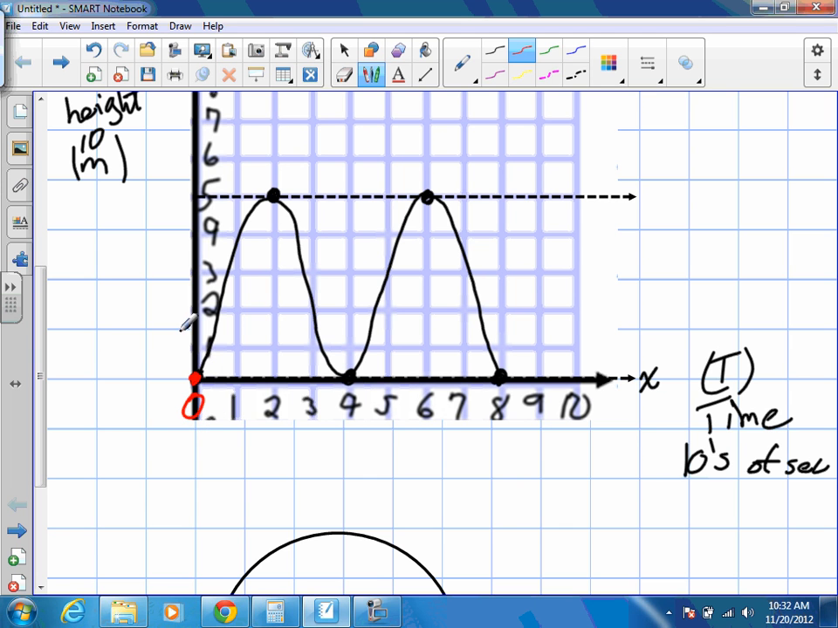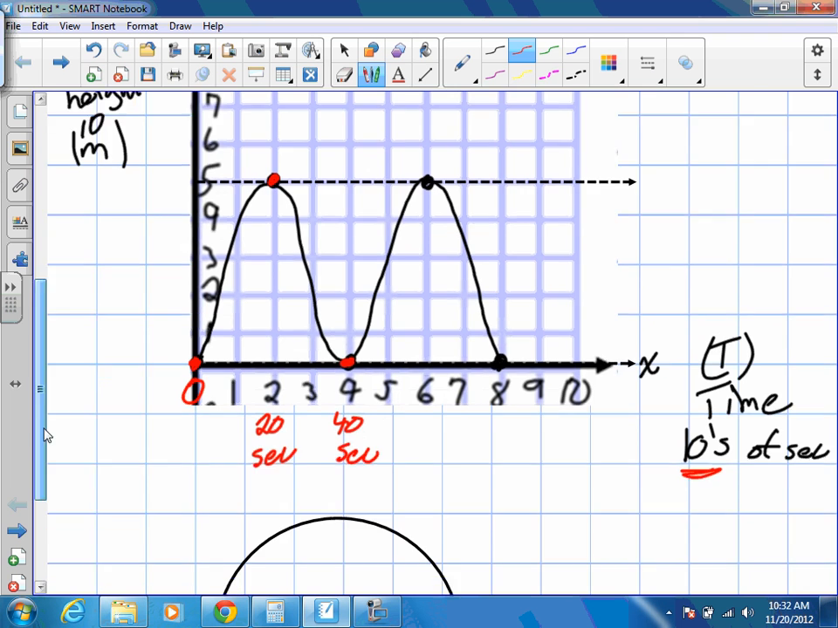It then goes up to how high? 50 meters. How long does it take? 20 seconds. Because this is in tens of seconds, it takes 20 seconds to get to the top of this Ferris wheel. Okay? And then how long to come back to where we started? 20 seconds, from the top, you could say. Okay? So, let's relate this to a Ferris wheel to start.